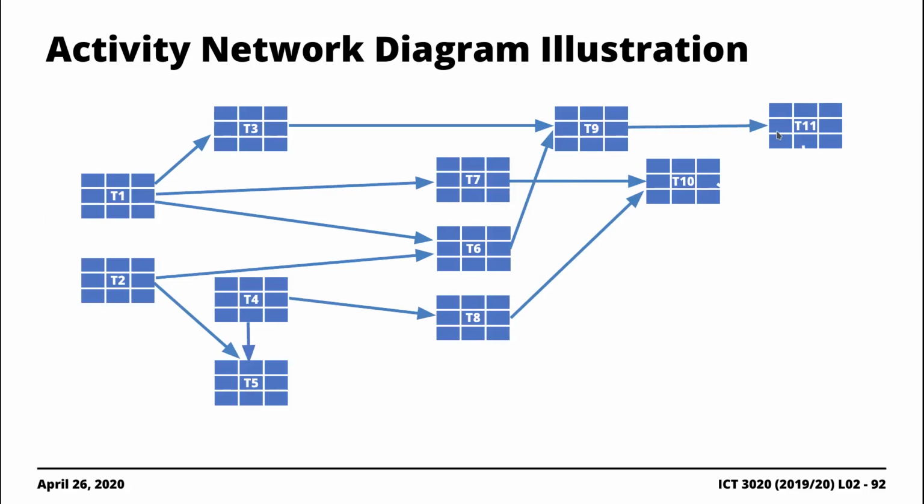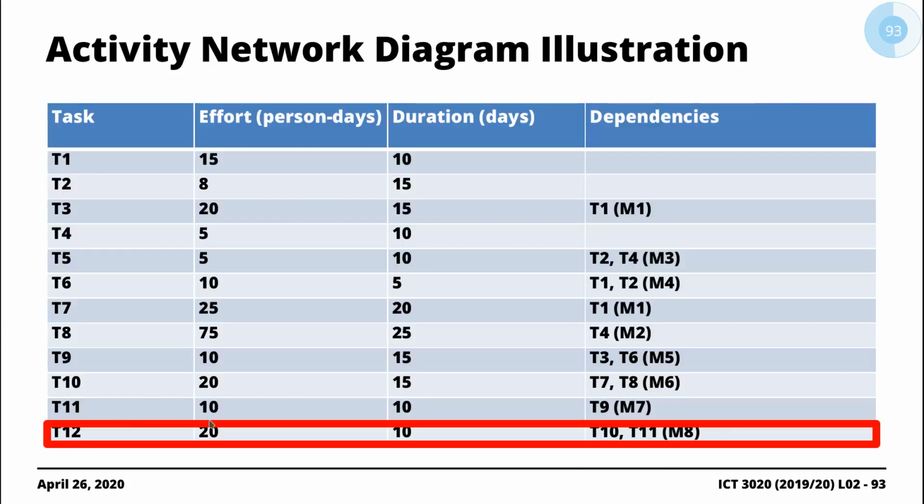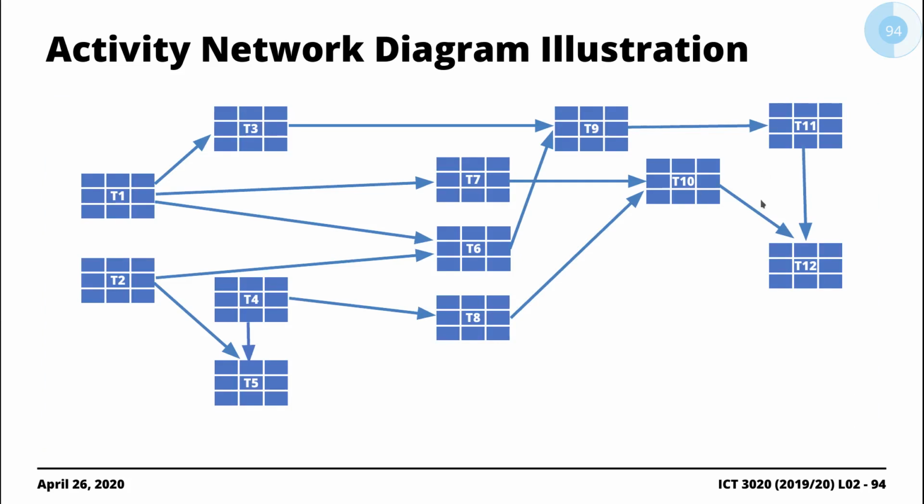so arrow from T9 to T11. And then finally, T12 is dependent on T10 and T11, so arrows from T10 and T11 going to T12. So we would have created our dependency tree. And then what we do is we indicate the durations associated with all these different activities.